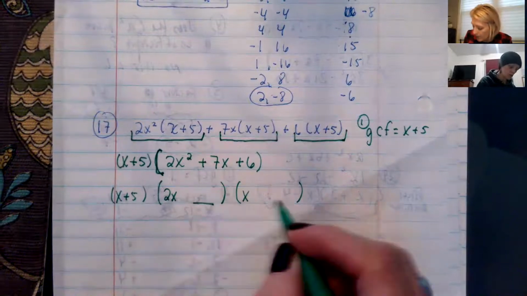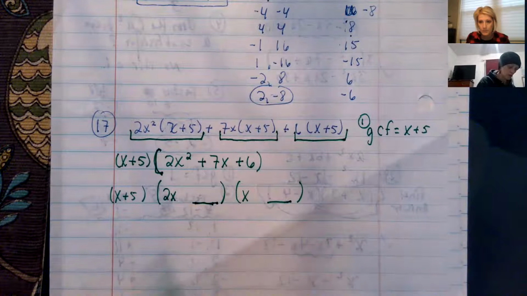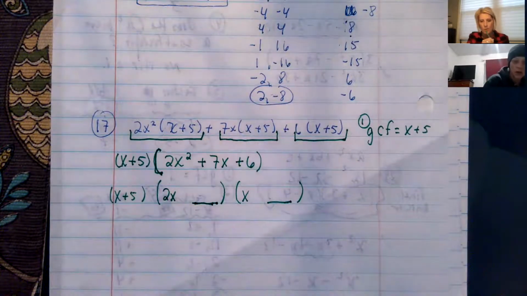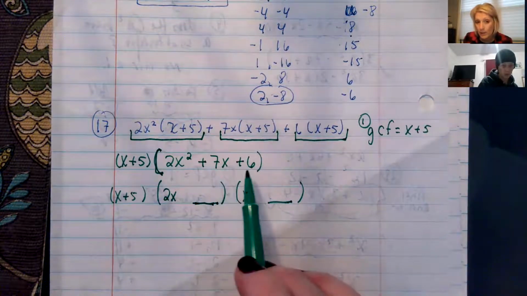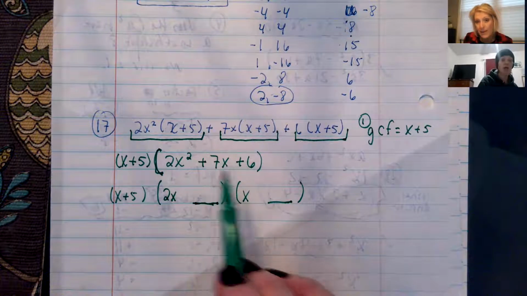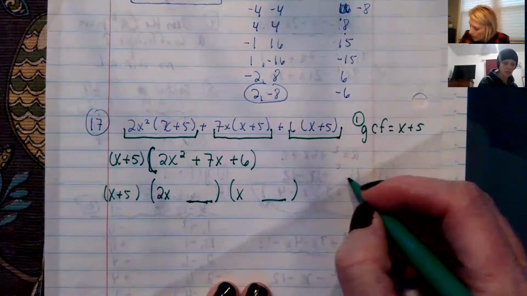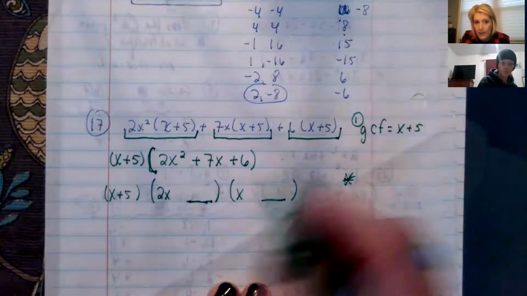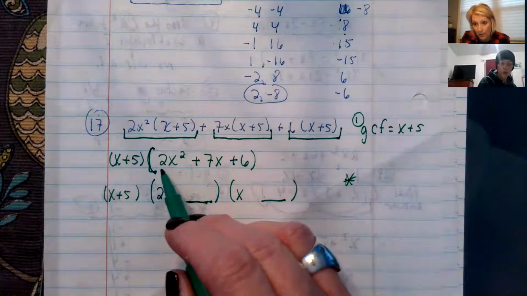And then there's going to be something and a something, but we don't know what those are yet. And you don't know if they're plus or minus yet. Well, we can pretty much guess that they're plus because they have to add to make a positive and they have to multiply to make a positive. So we're looking for numbers that multiply to make 2 times 6, because we have to take into account the a out in front.